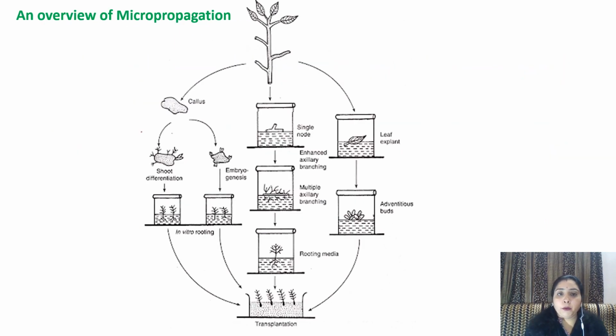Overview of micropropagation. This is the mother plant selected; callus is taken out, or a single node or leaf. This will develop into embryogenesis, that is, formation of embryos, shoot differentiation, multiple axillary branching, and rooting in media, and this will produce adventitious buds. Finally, they all will produce a new plantlet.